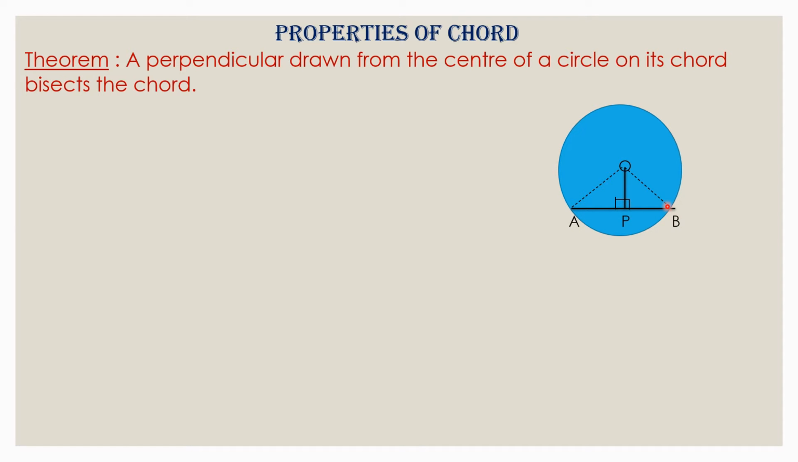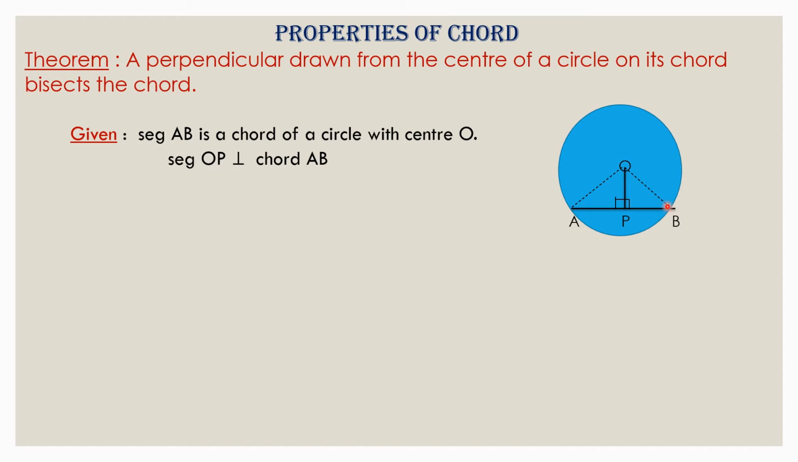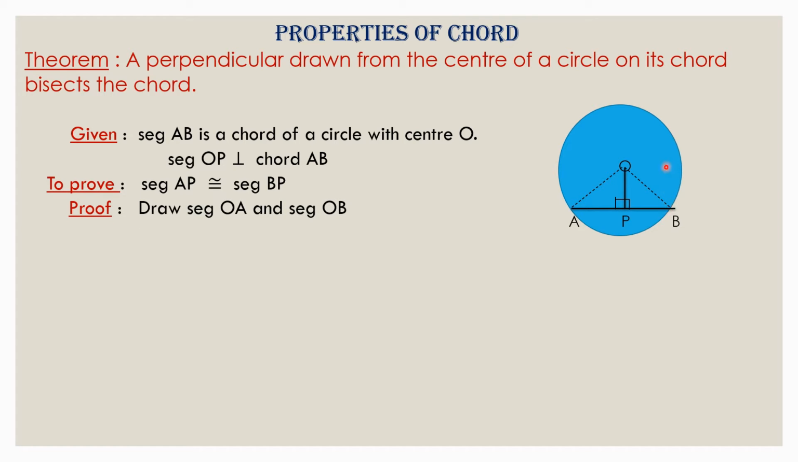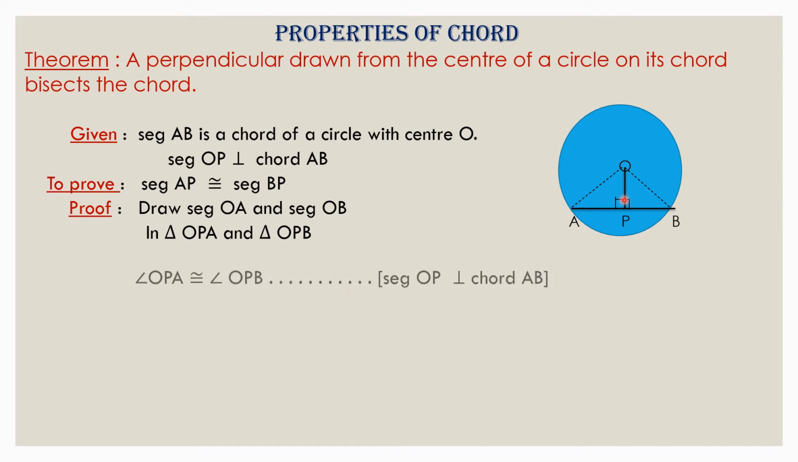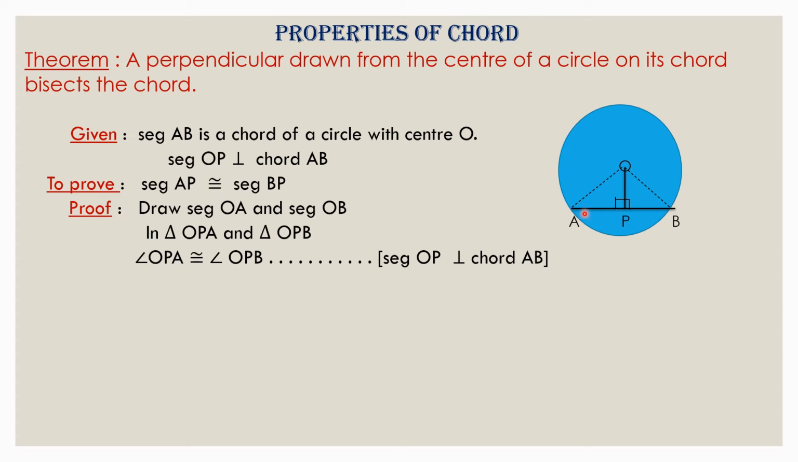First write given. Segment AB is a chord of a circle with a center O, and segment OP perpendicular to chord AB. And to prove segment AP congruent to segment BP. And proof, here draw the segment OA and segment OB. Next I am considering the two triangles, that is triangle OPA and triangle OPB. First write the congruent parts of this triangle. First one, angle OPA congruent to angle OPB because segment OP perpendicular to chord AB.